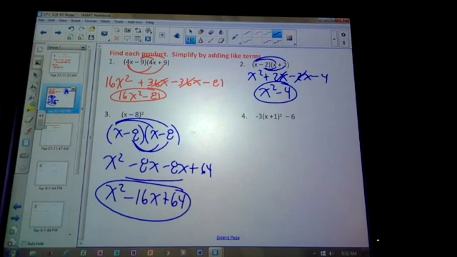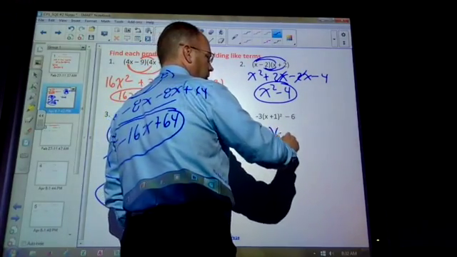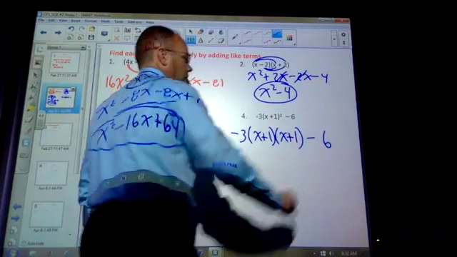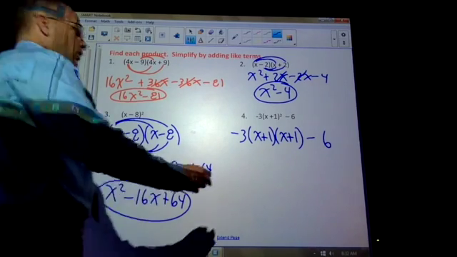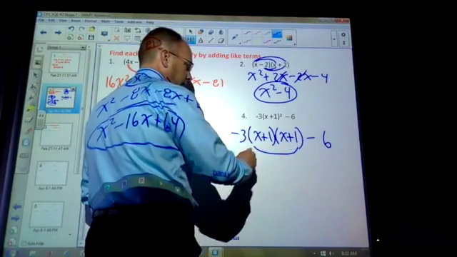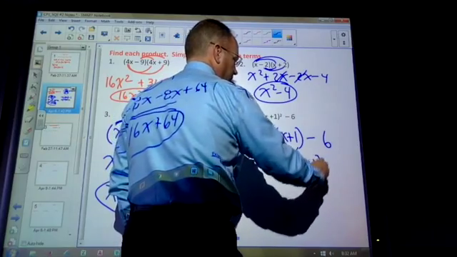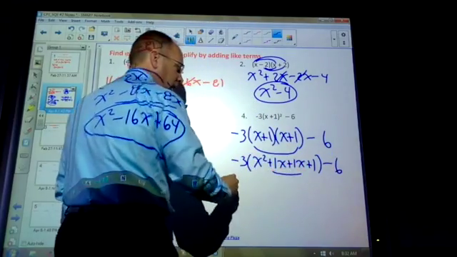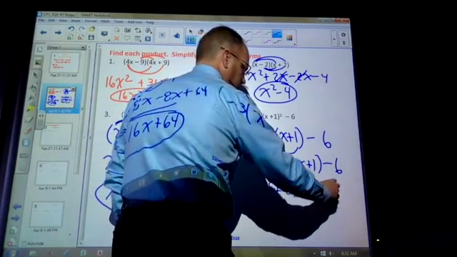Number 4. The order of operations would suggest to take care of the exponent first. So how many x plus 1s are we multiplying together? 2. So you get negative 3, x plus 1 times x plus 1, minus 6. Is that okay so far? Does everyone see where the squared went? Okay. So we're just going to multiply this out first. So I get negative 3, x squared plus 1x plus 1x plus 1, minus 6. Let's combine like terms inside. Is that okay so far?